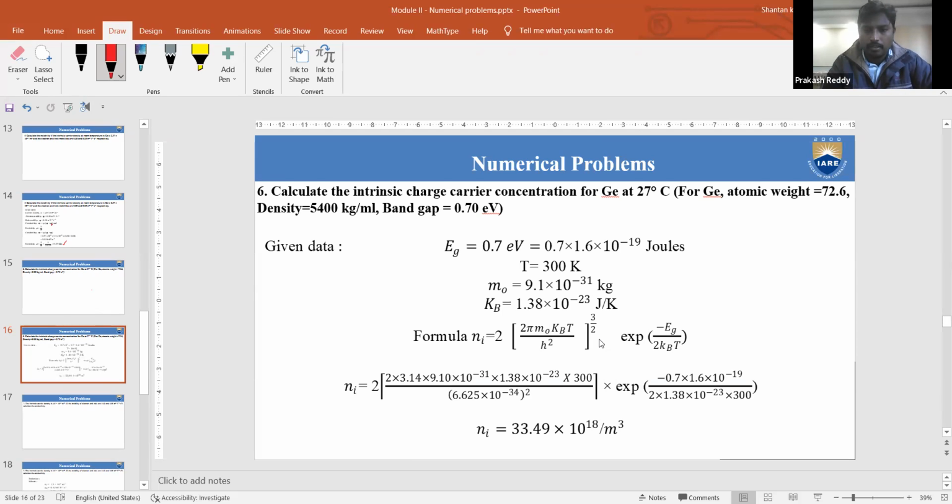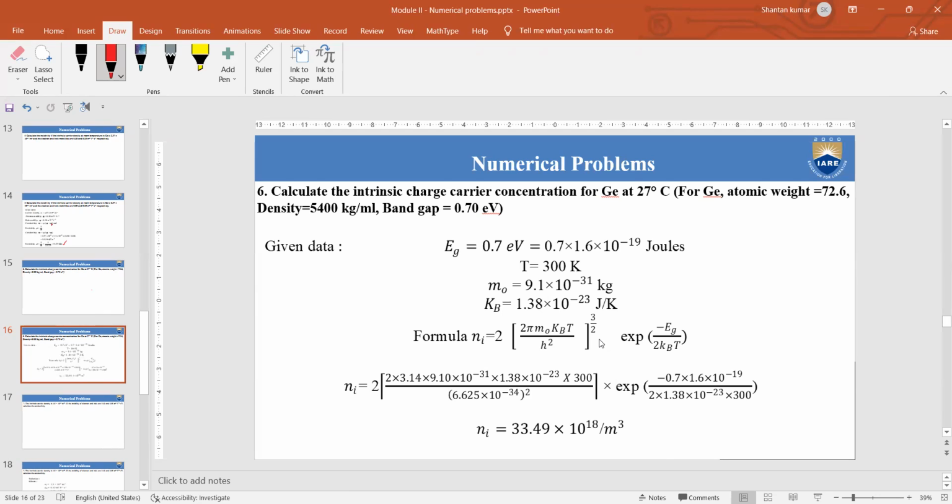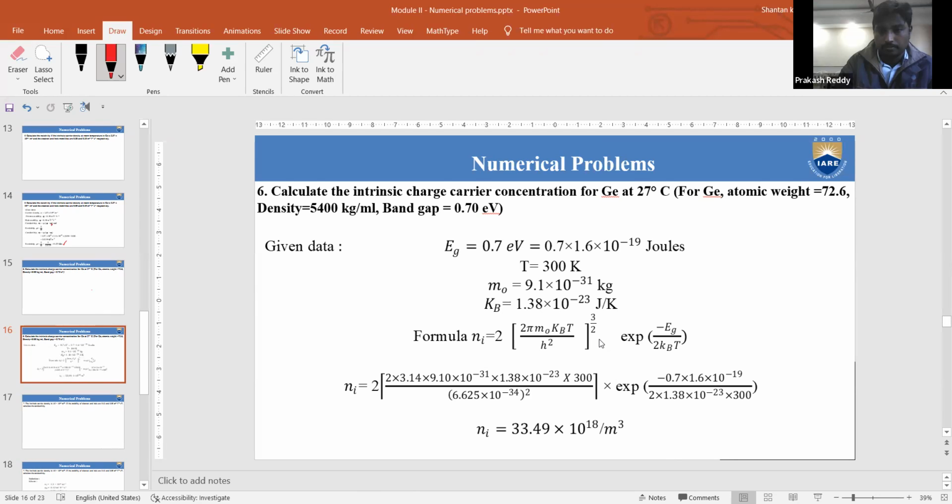This is the solution. If you have not done it, please note it down or else take a screenshot. After the class, try to note it down in your physics notebooks, because these problems are very, very important for your examination purpose as well as the CAE and semester end examination. Try to concentrate on the problems. 5 into 7, 35 marks you are getting in problems.